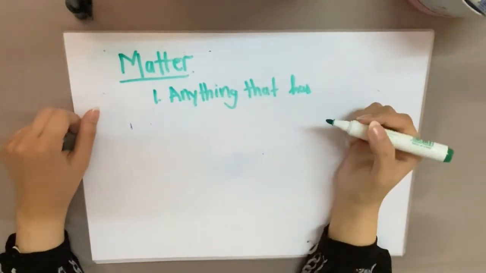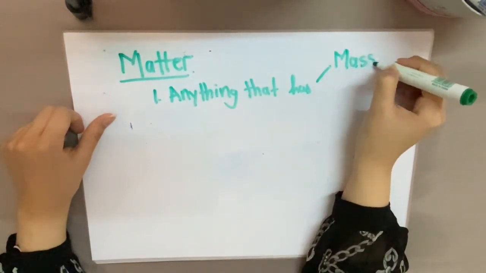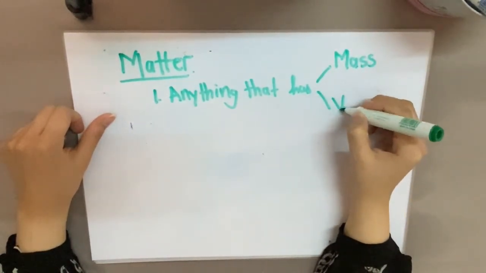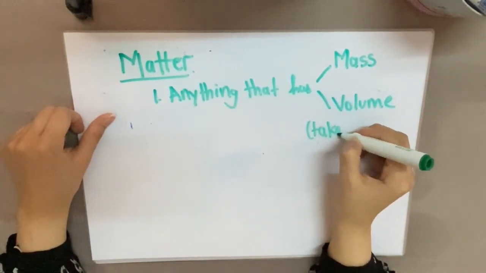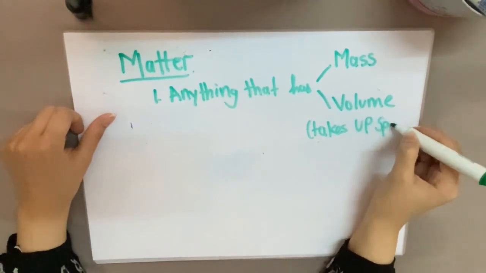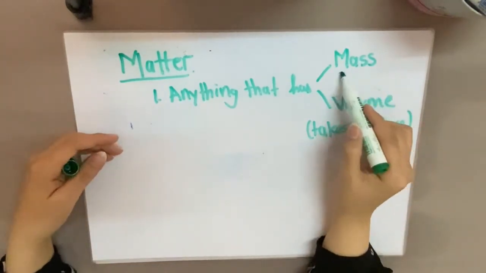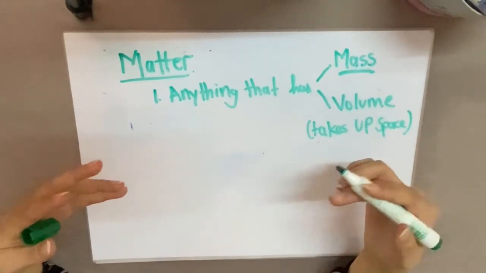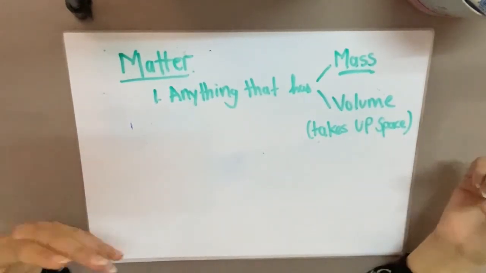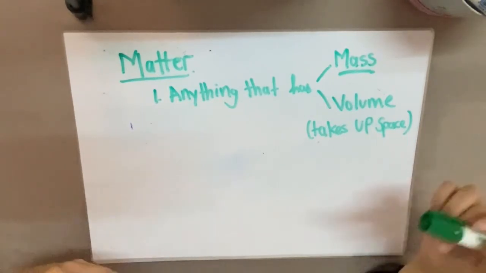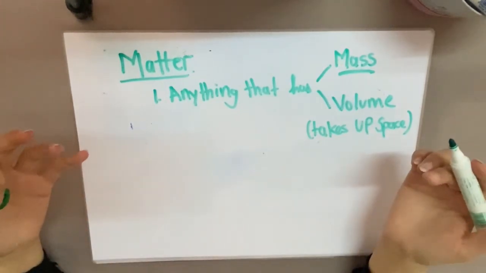In order to be matter, you have to have two main things. First of all, mass, and takes up space, so volume. So matter is anything that has mass and takes up space. We already know about mass. Heavy things, how heavy something is. Like if we've ever been to a doctor's office, the first thing they take us to do is stand on a scale to know how much we weigh or what our mass is.